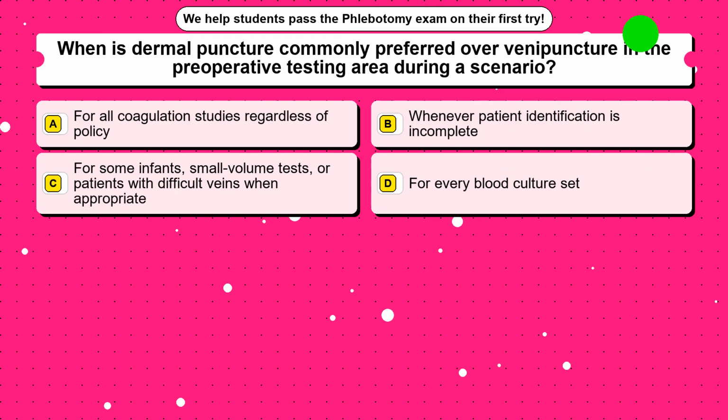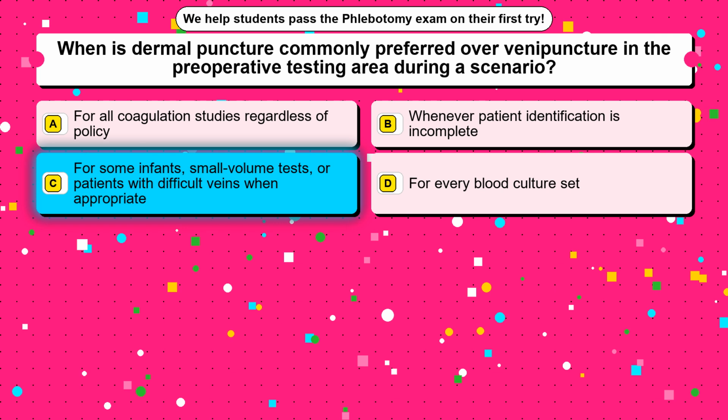Question 55. When is dermal puncture commonly preferred over venipuncture in the preoperative testing area during a scenario? Option A. For all coagulation studies regardless of policy. Option B. Whenever patient identification is incomplete. Option C. For some infants, small volume tests, or patients with difficult veins when appropriate. Option D. For every blood culture set.